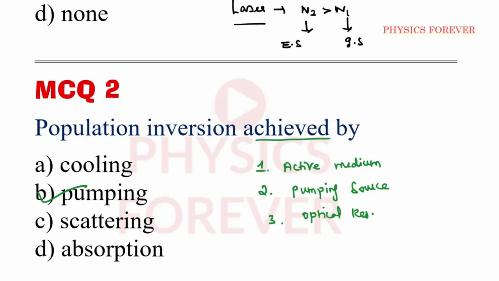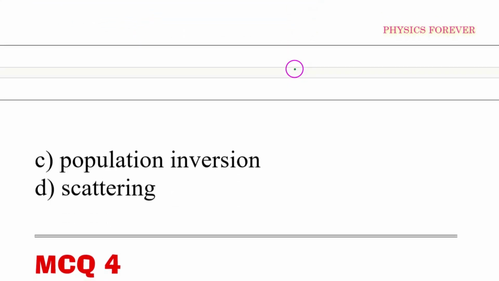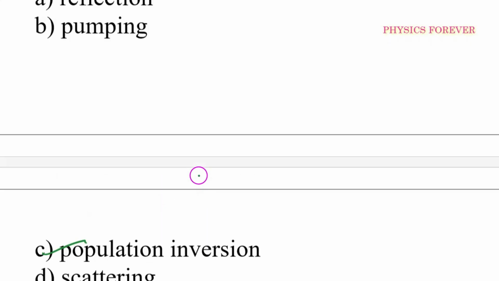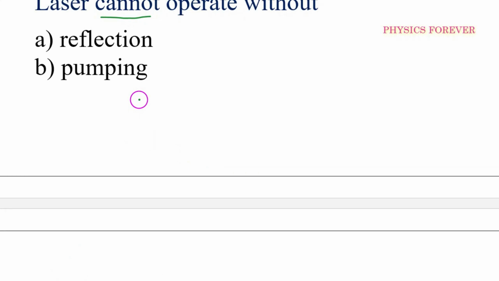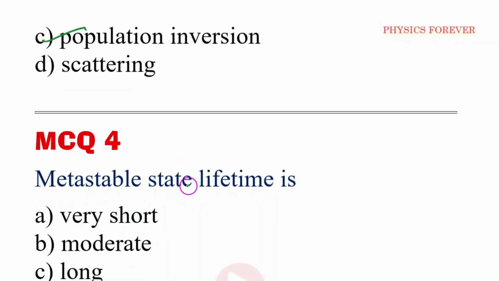Next question: laser cannot operate without population inversion. Which one is correct? Option C is correct. Population inversion is essential for laser action. It is a necessary condition for laser action. Without pumping we cannot get population inversion, so a laser cannot operate without it.